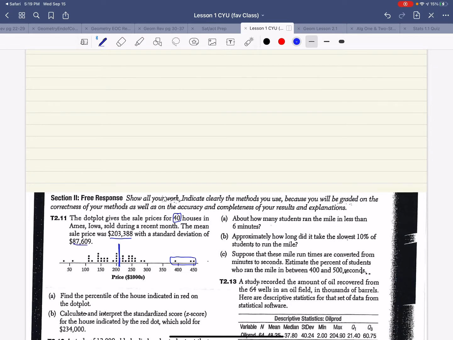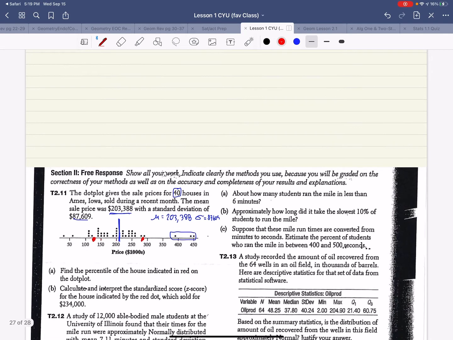So a typical house varied from the average by 87,609. Okay. So let's just see what the scale means. If each bin width or number line width is 50, so that would be, a typical one standard deviation is about like this.